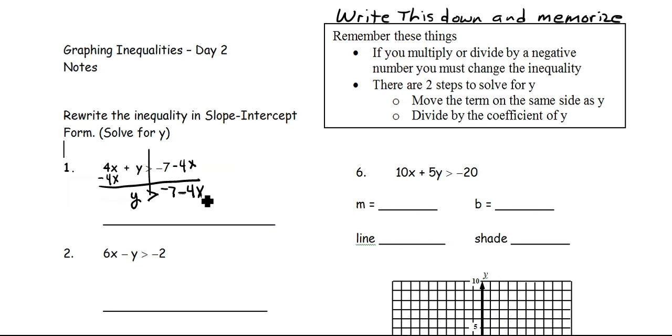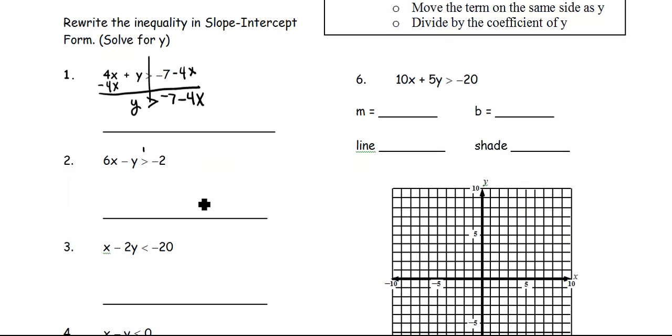We have no coefficient of y other than the 1 that we could write. That's positive, so we don't have to do anything else. We can just leave it. That's our answer. Number two, again, I'm going to separate the inequality into two sides. Move the term. This is a positive 6x, so the opposite is negative 6x. I'm going to write it next to the negative 2 because the negative 2 doesn't have an x. Going to bring down my negative y is greater than negative 2 minus 6x.